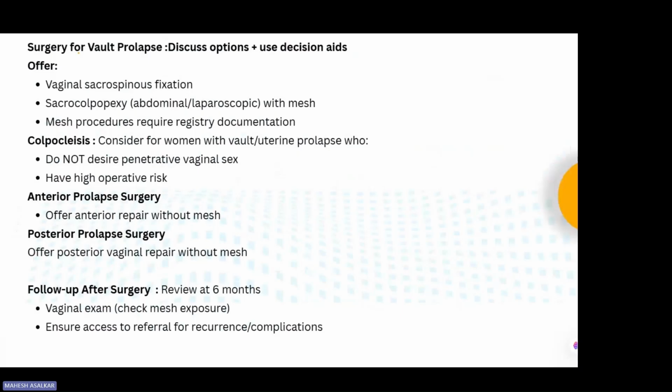If you have an anterior prolapse, the surgery will be anterior repair without mesh. If there is a posterior prolapse, then the surgery will be posterior vaginal repair without mesh. Okay. And follow-up after the surgery will be at 6 months. Vaginal examination will be done for mesh exposure and to ensure access to referral for recurrence or complications.